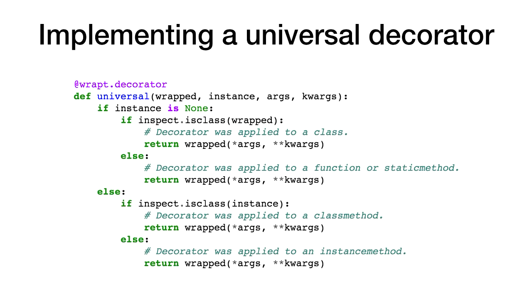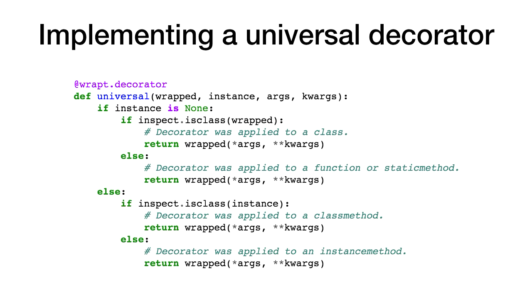So if instance is None, I know that it has been applied to a normal global function or a static method. If instance is given an actual object, it means that it has been applied onto an instance method of a class or a class method. In the case of the instance method, it will be an instance of the class, and in the class method, it will be the class itself.